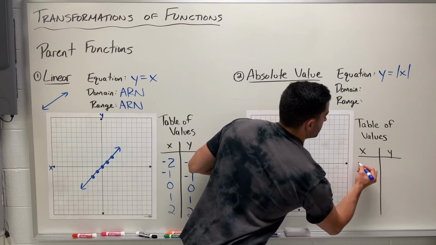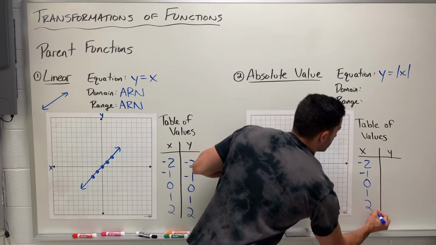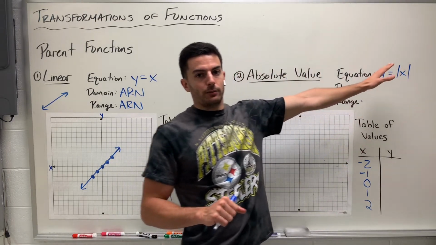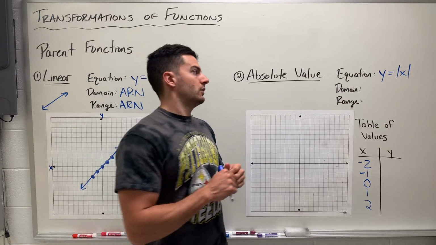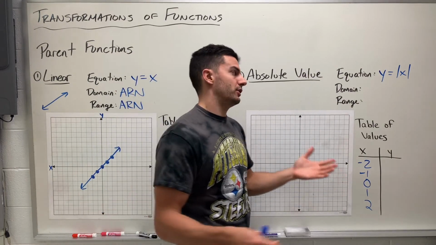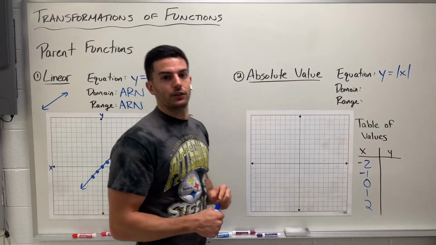Okay, so if I choose the same x values, -2, -1, 0, 1, and 2, and substitute those in for x, remember what absolute value is. Absolute value is telling you a number's distance from 0. So basically, the easy way to remember it is, if you put a number in the absolute value, it always comes out as positive, okay?